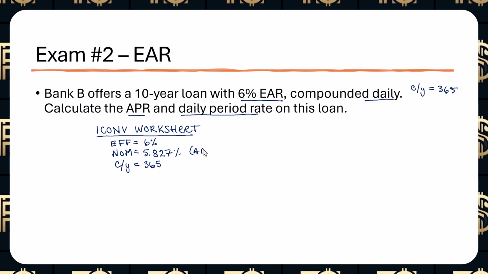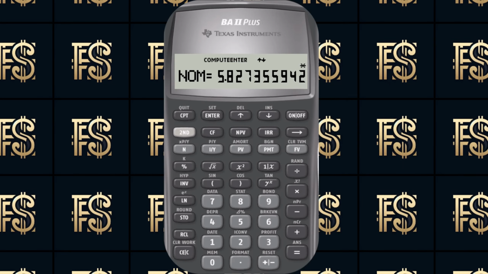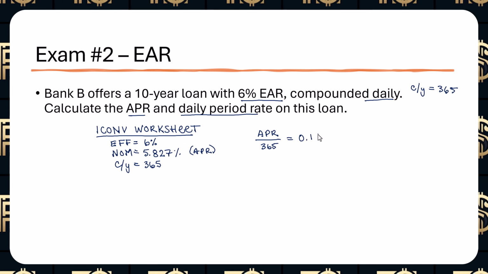This is the APR on the loan. But we are also asked to find the daily period rate. To do that, we are going to take the APR and we're going to divide it by 365, because that's the number of compounding periods per year. If we do that in the financial calculator, we'll simply take the nominal value that we solved for and divide by 365. And we find that the daily rate is 0.01597%.